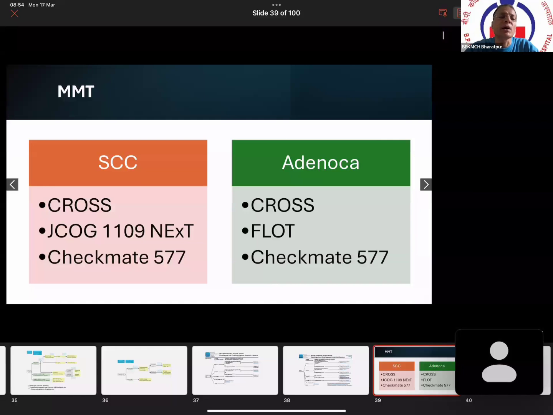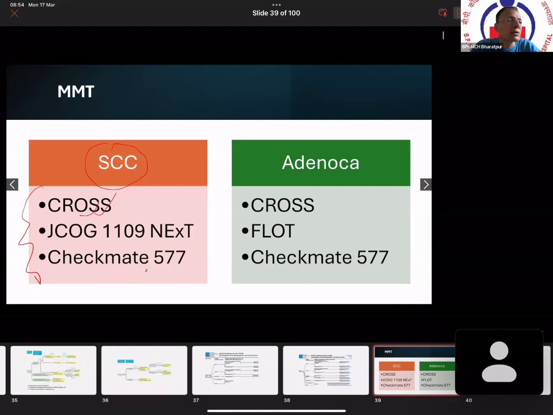So summarizing this part, we can say that in the multimodal treatment for the squamous cell carcinoma, we can choose one of these versions, either the CROSS protocol, neoadjuvant chemoradiation, or the Japanese protocol according to JCOG 1109, or the CheckMate protocol. In our part of the world, in our country, nivolumab is very expensive. I don't think many of the patients can afford that. So we have to select between the CROSS and JCOG.